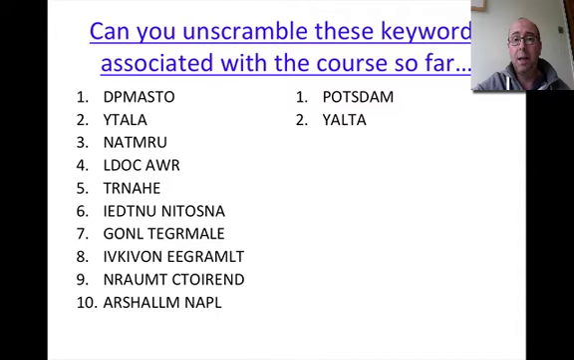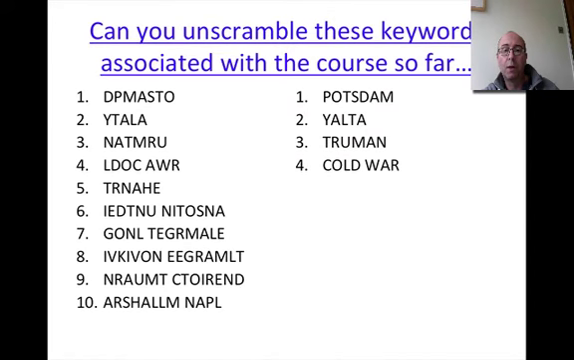Yalta in 1945, earlier in 1945, this had been the meeting where the three, Churchill, Roosevelt and Stalin, had decided upon the fate of Germany. Truman, the president who would succeed Franklin Roosevelt after his death in 1945. And the Cold War given to the relations between the East and the West, the Soviets and the Americans.